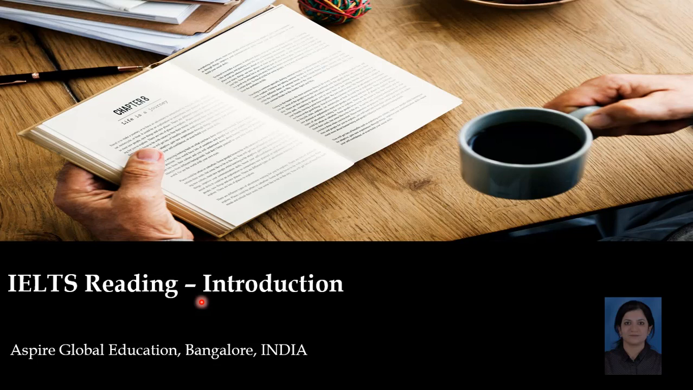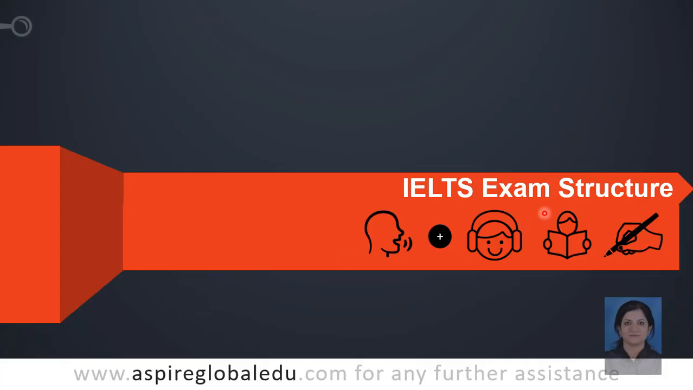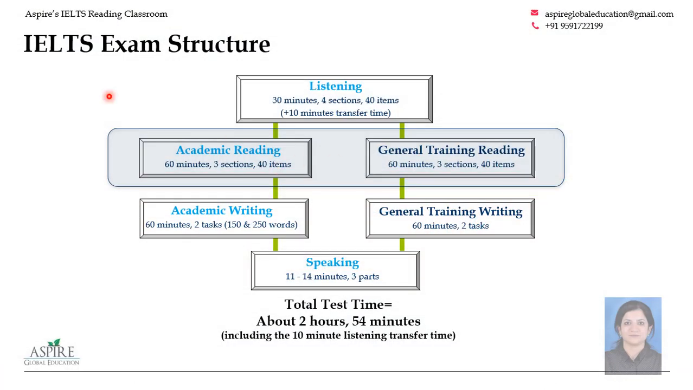Let's get started with the reading module of IELTS. Now, what is the examination structure of IELTS? This exam is of two types: academic training, which is taken by students who want to study abroad, and general training, which is taken by working professionals who want to migrate and work abroad.